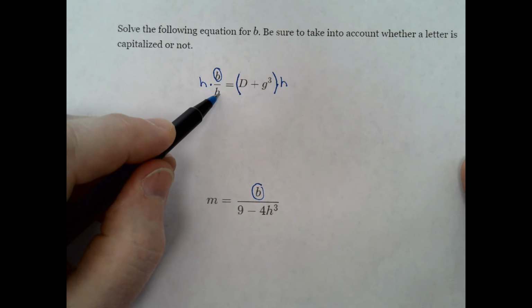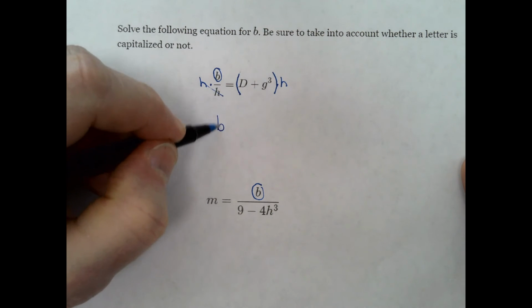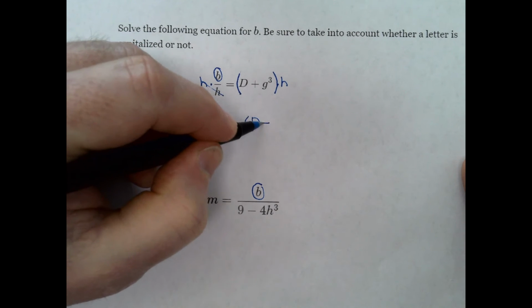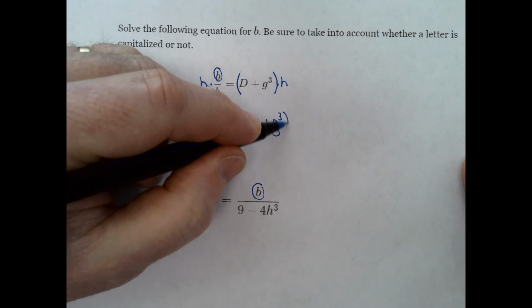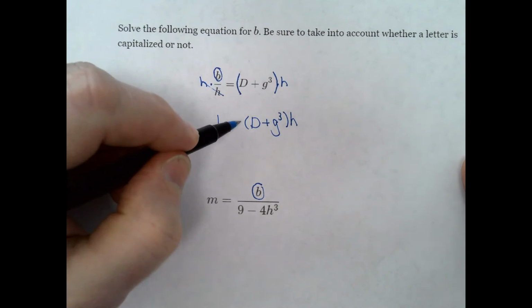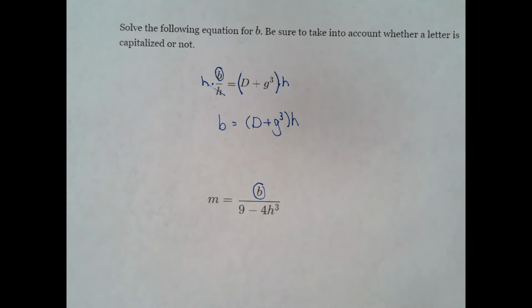So the H's cancel out here, and I get B equals capital D plus G cubed in parentheses times H, or you could have the H out in front. It means the same thing, and you're done. So you just type that in.